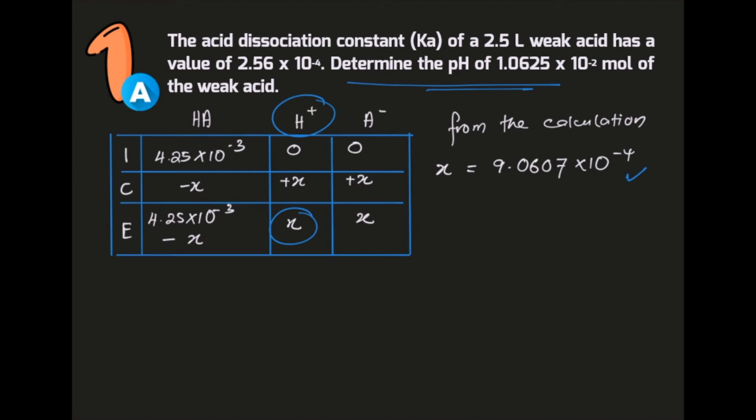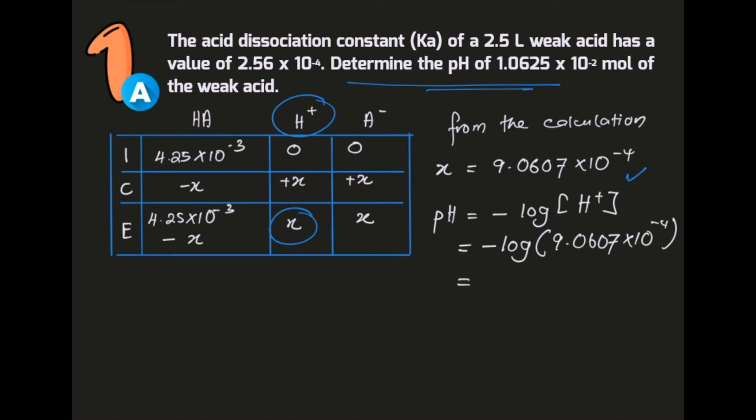So now we are going to write the pH. So pH is equivalent to negative log the concentration of H+. In this case, the concentration of H+ is equivalent to x. So it's going to be equivalent to negative log 9.0607 times 10 to the power of negative 4. Therefore, you will get the pH of this weak acid equivalent to 3.0428. So this is the final answer for the first question.